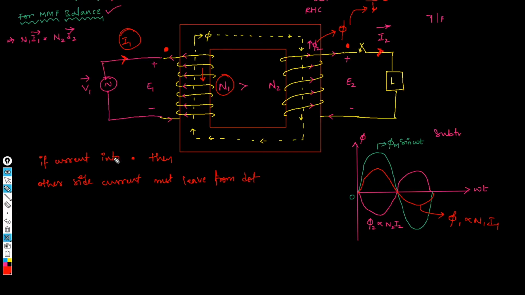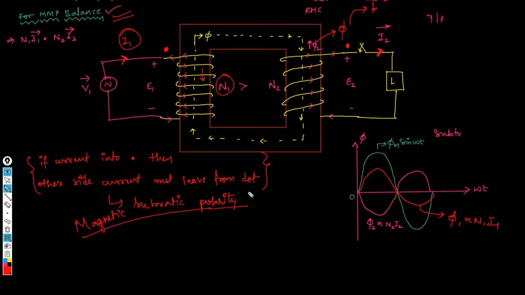This should be the compulsory case, because if this is happening in the transformer, then only the MMF balance will be satisfied. If this case is not followed, then MMF balance won't be there in that particular transformer, and we say that the transformer is not working properly. So this particular statement is nothing but subtractive polarity, that is magnetic subtractive polarity.